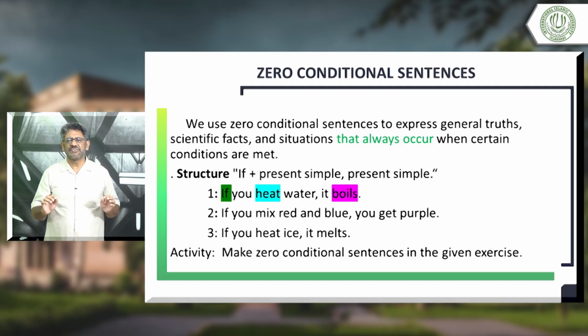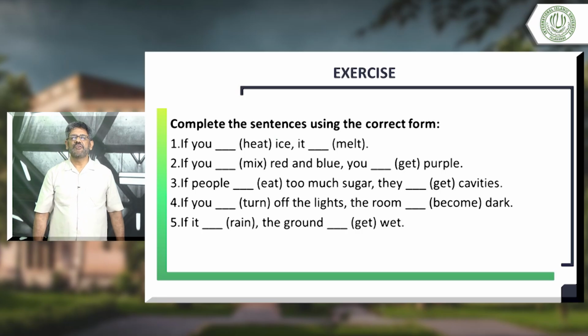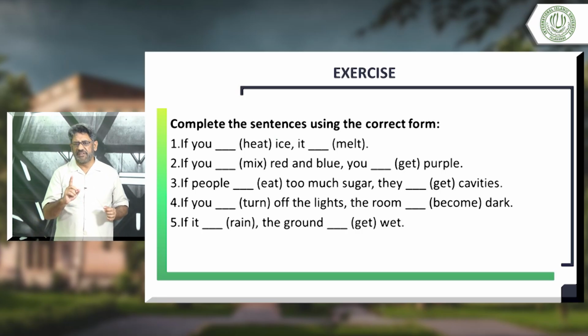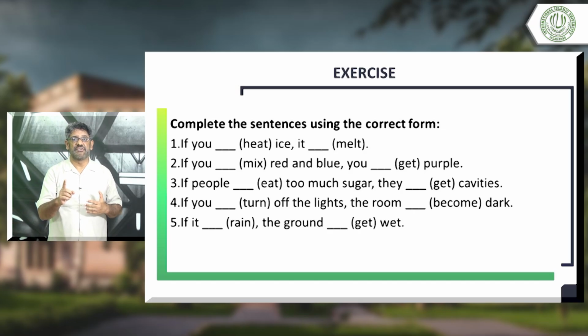Zero conditional doesn't have anything technical or challenging to understand, because it talks about general truths and scientific facts when a condition is met. So they always happen like that. Now I'll give you an activity. Make zero conditional sentences in the given exercise. Look at this exercise. This will help you. Remember one thing, please, my dear students. Whenever you do exercises, only then do you gain some confidence. You learn the language. Just learning it, you will forget the next time.